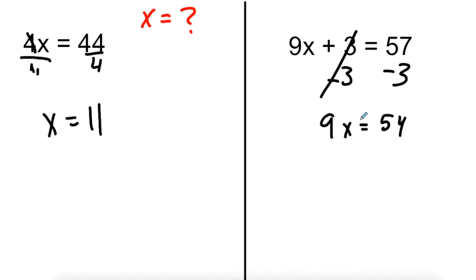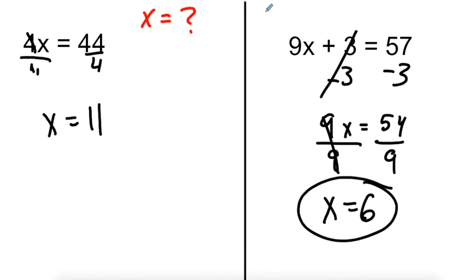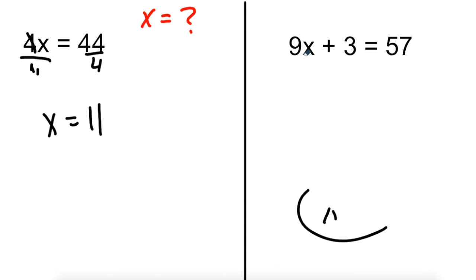Just like my previous equation, all I have to do in this last step is just divide. So I'm going to divide by 9 on both sides of my equation, and I'll see that x is equal to 6. Again, I can always test this out by saying, well, 9 times 6 is 54, plus 3 is 57, so both sides are equal.